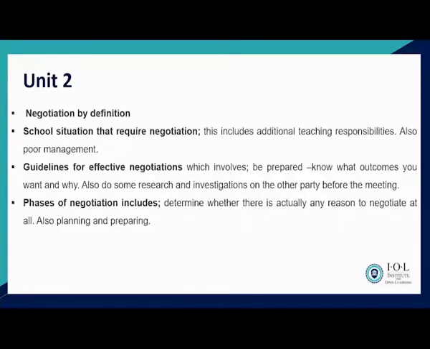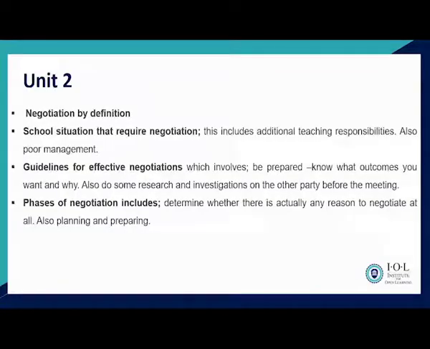We move on to phases of negotiation. Phases of negotiation include determining whether there is actually any reason to negotiate at all. That's the first phase. Determine means you have to decide, is there a need to negotiate on this issue?